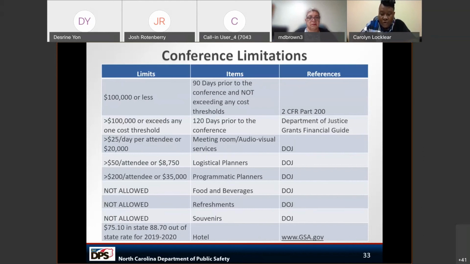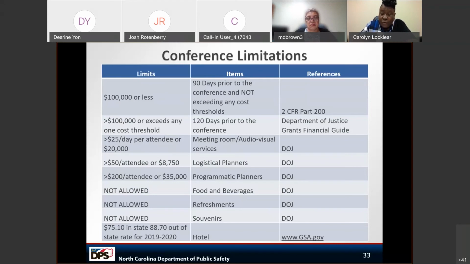Meeting rooms and audio visual services. It's $25 per day per attendee, not to exceed $200,000. Also, $50 or greater per attendee, or $8,750 for logistical planners. For your programmatic planners, greater than $200 per attendee, or $35,000, I'm sorry.